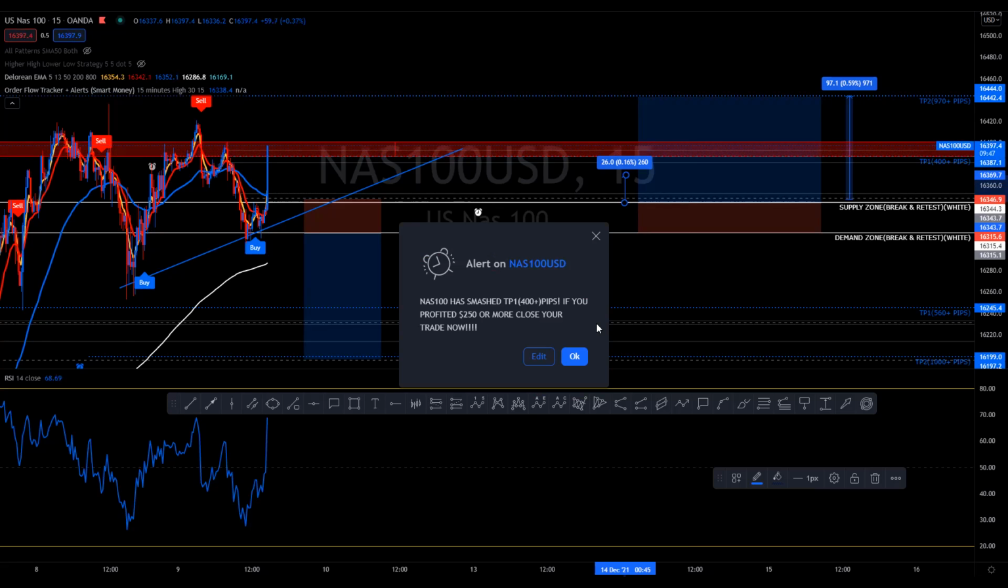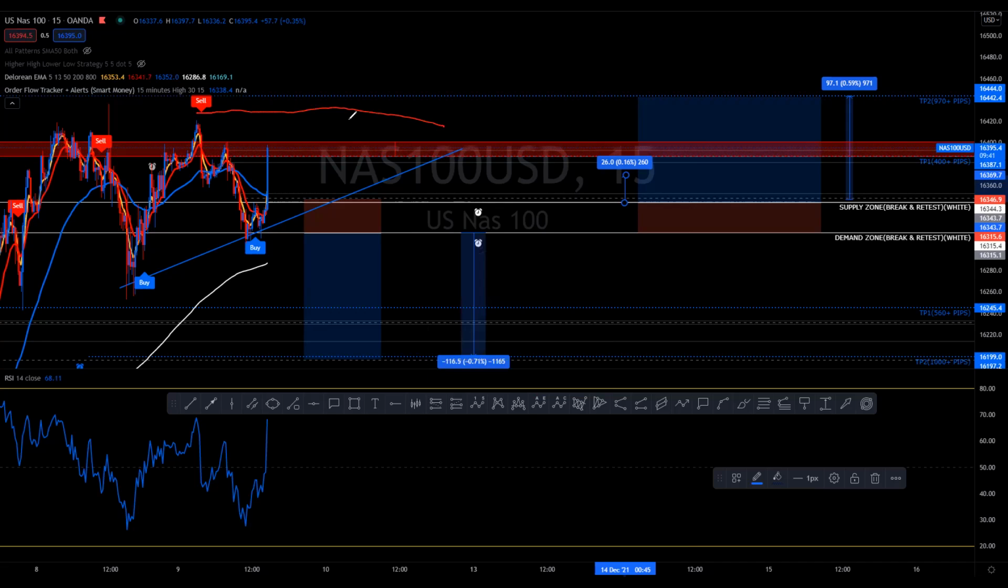All right, so we smashed the first take profit. It looks like it's going over. So it's probably going to maybe even come up to here, or maybe even create an all-time high. We'll see. Do this here, and I'm about to post this on our social media page.